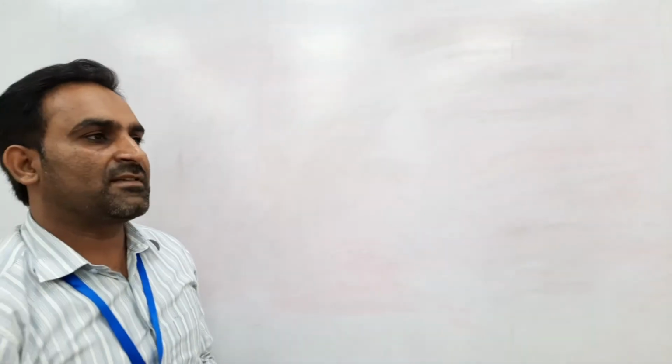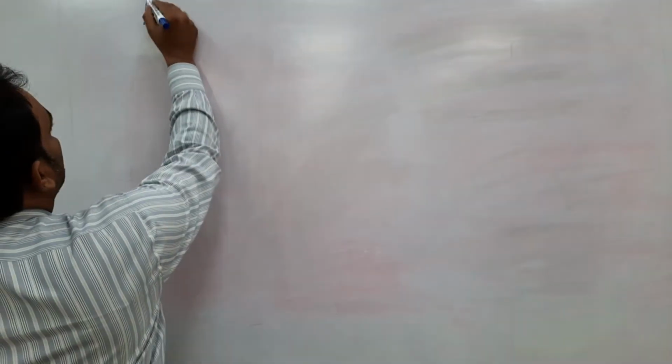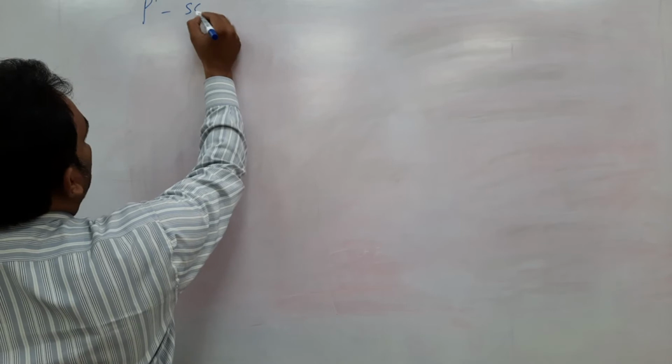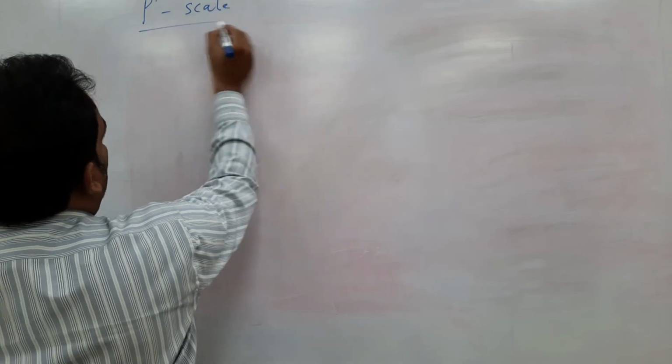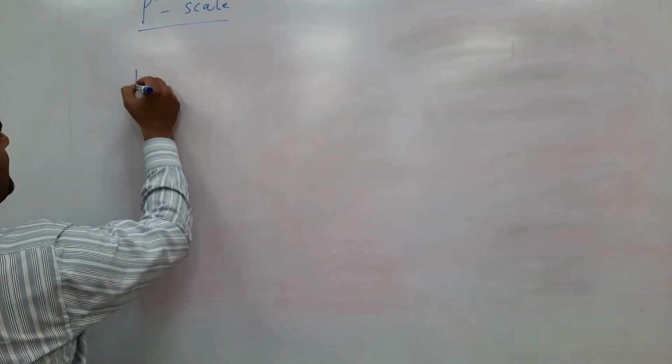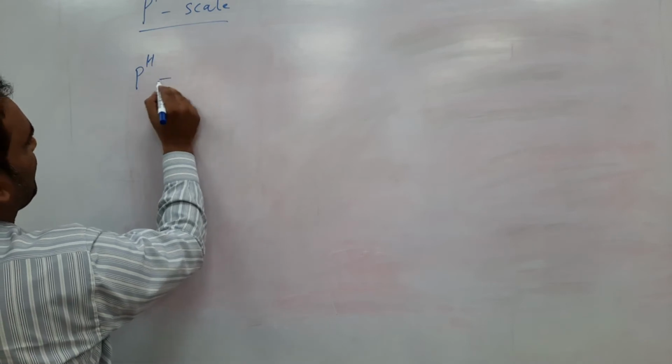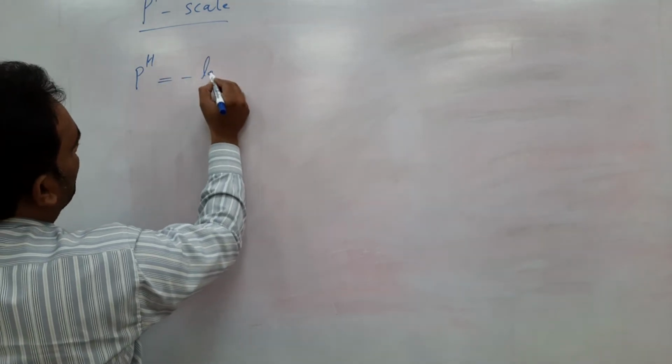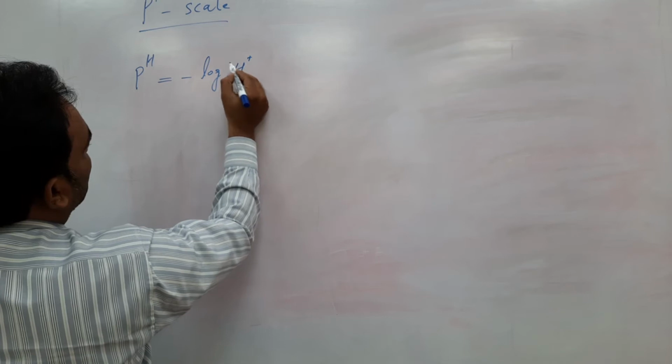The strength of acids and bases can also be explained using the concept of the pH scale. What is actually pH? pH is a mathematical expression, that is, minus logarithm of hydrogen ion concentration.